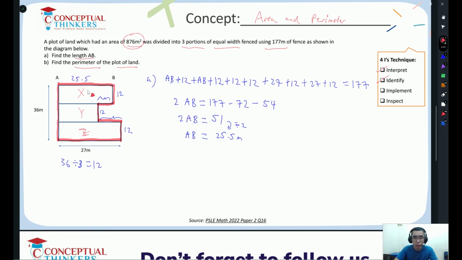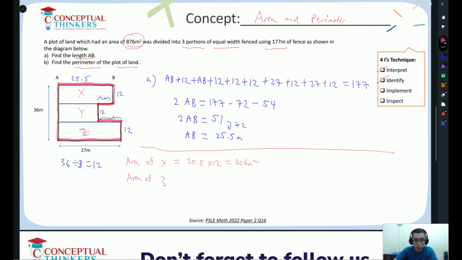Okay, so now I'm going to find the area of each of the rectangles. So let's draw a line here. First I'm going to find the area of X. We already know the length and we know the width, right? So we can find the area of X. It's basically length times breadth. So 25.5 multiplied by 12. This will give me 306 meters square.